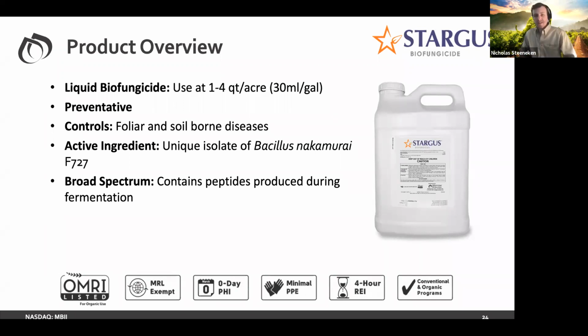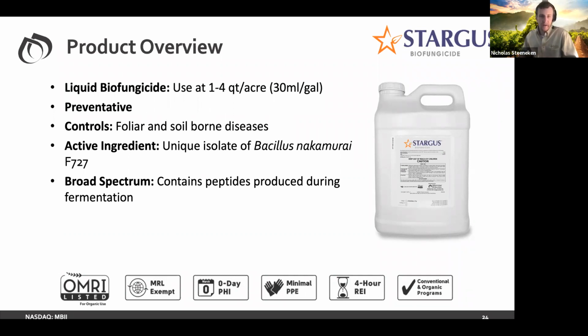So Stargus is a liquid biofungicide. If we're talking field applications, we would think 1 to 4 quarts per acre. When we start going into greenhouse applications, small tank mix, things like that, the rate would be 30 milliliters per gallon.